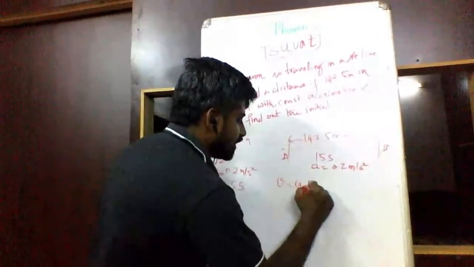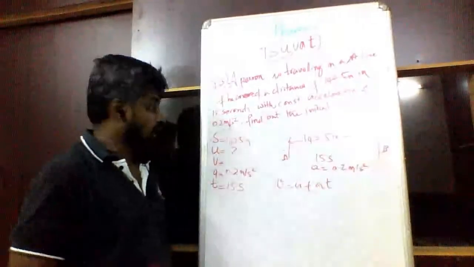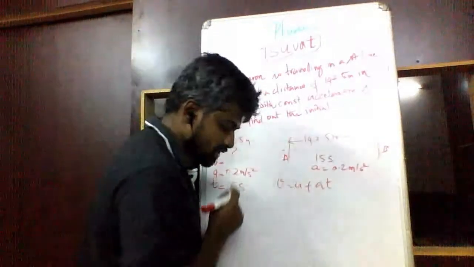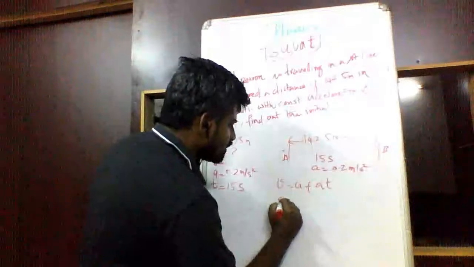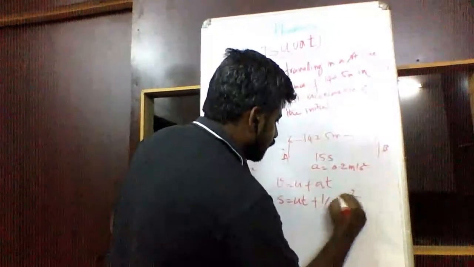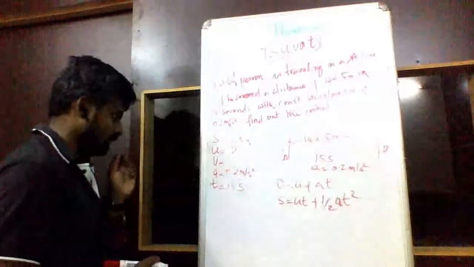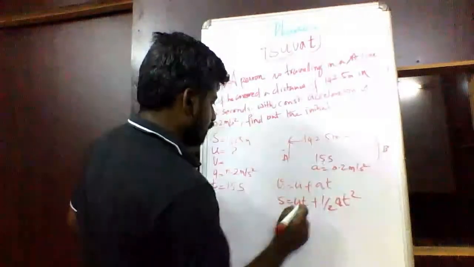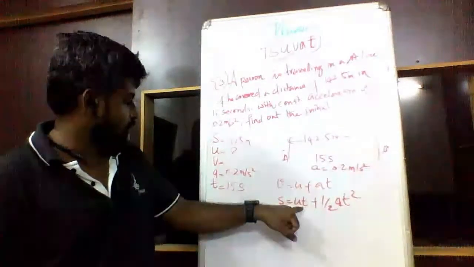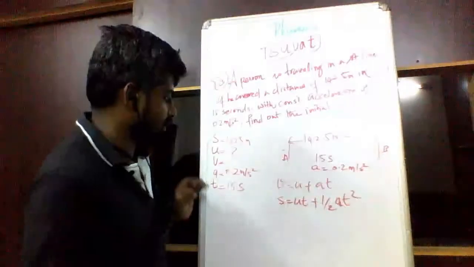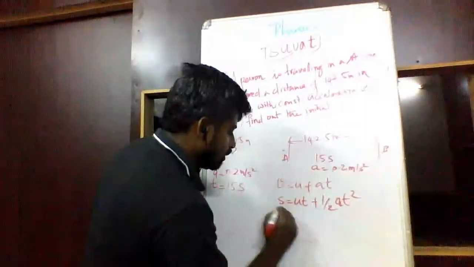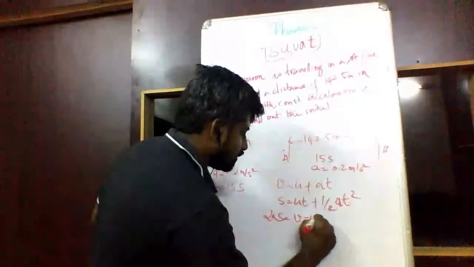V is equal to U plus AT. Fine. Now S is given. So second and third formula. What is the second one? S is equal to UT plus half AT square. Here U is not given. Third one, 2AS is equal to V square minus U square.